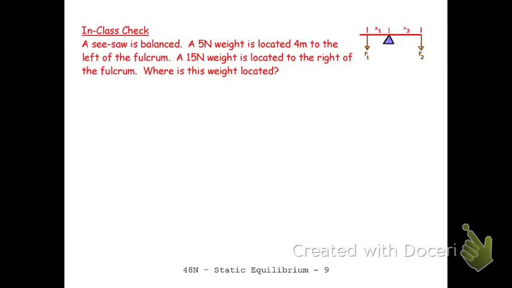Okay. So a seesaw is balanced. A 5 Newton weight is located at 4 meters to the left of the fulcrum, and a 15 Newton weight is located to the right of the fulcrum. Where is the weight located? So let's just draw it out. We're going to have a fulcrum. A fulcrum is like a hinge, and 5 Newtons located 4 meters to the left. And then we have 15 Newtons somewhere. We don't know where it is, so let's call it X.